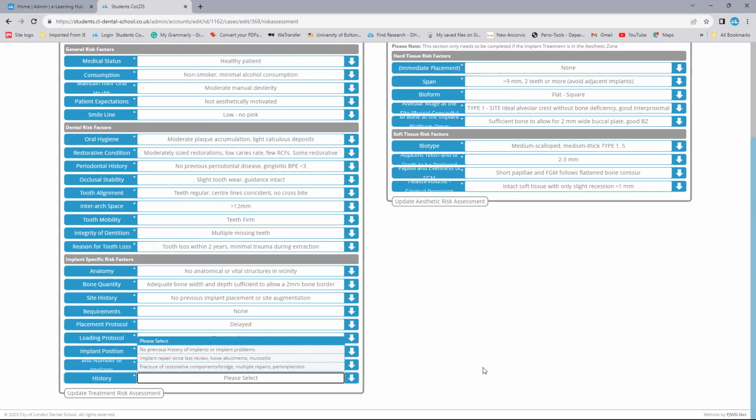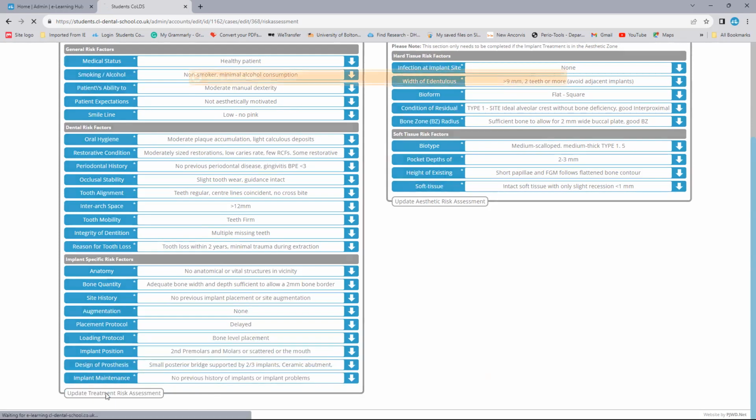What's this? Oh, it's the history. I'm on the history, sorry, the history bit. Nothing. Implant repair since the last visit. No previous history. There we are. Update that.